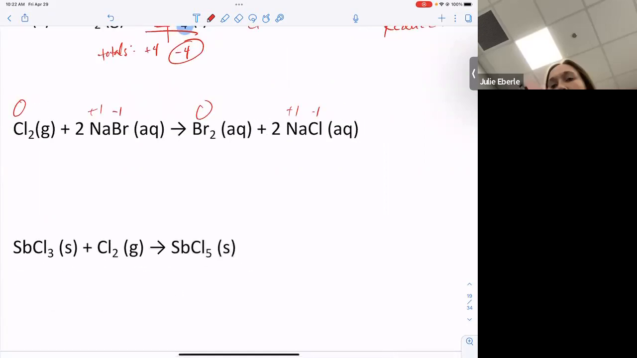So what's changing and how so? Zero to +1. But we have a -1 on chlorine. Okay, so chlorine went from 0 to -1 on the product side. And then what else changed? Bromine went from -1 to 0. So what's oxidized? Yeah, bromine. And that means chlorine is reduced. Good.